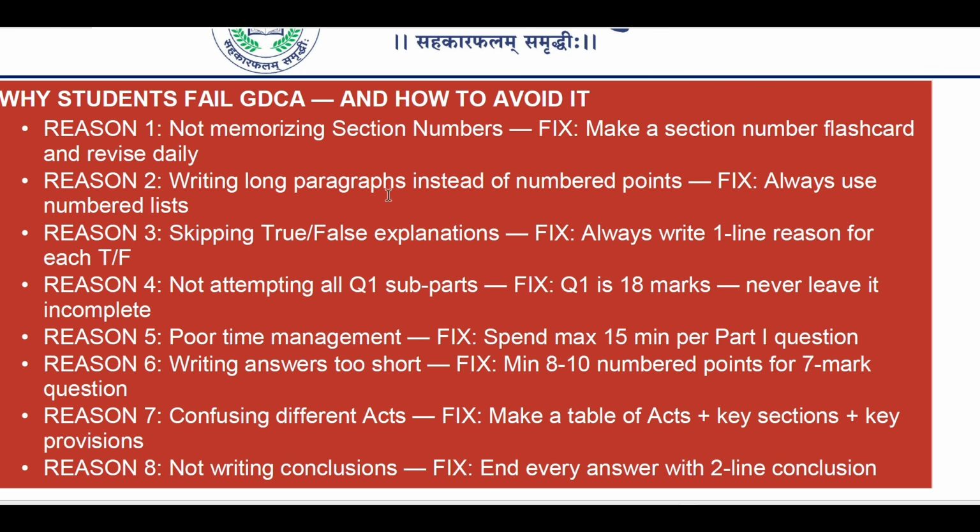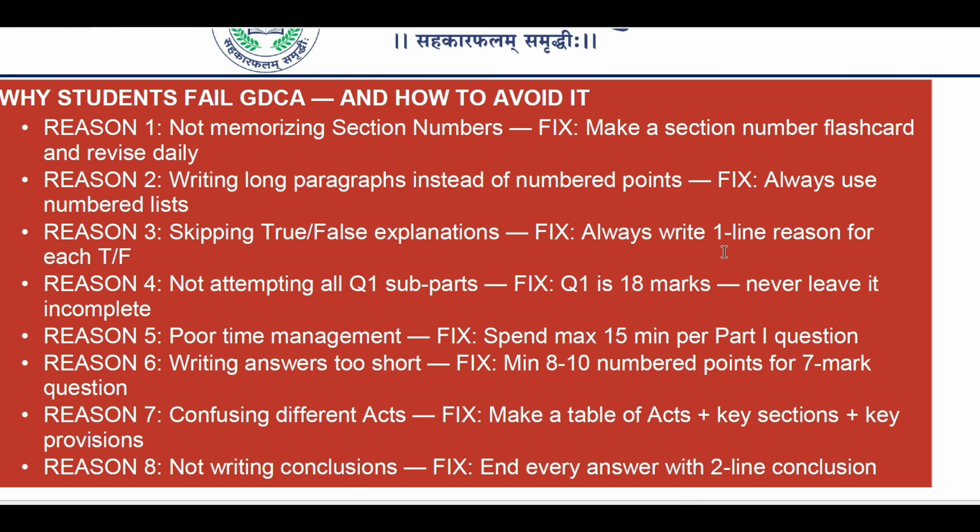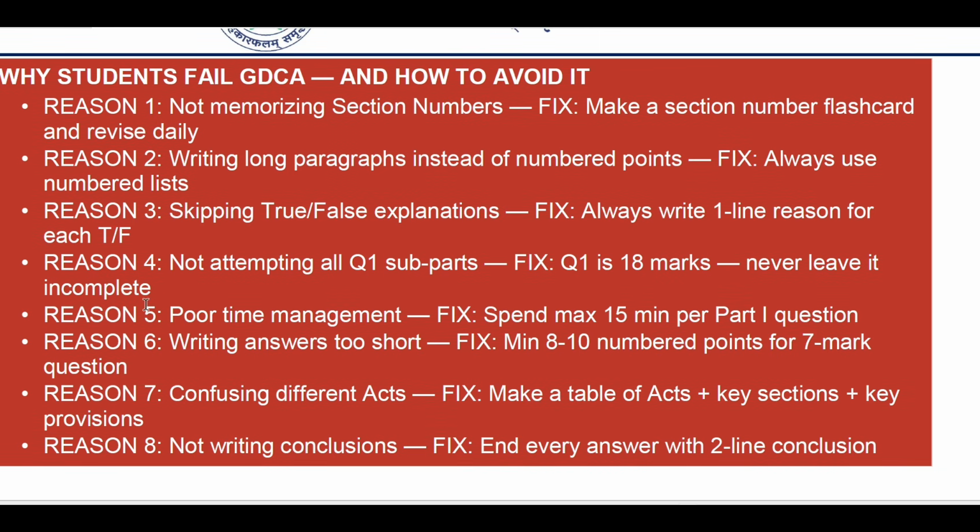Reason two: writing long paragraphs instead of numbered points. How to fix it? Always use a numbered list. Reason three: skipping true or false explanations. How to fix it? Always write a one-liner reason for each true or false.